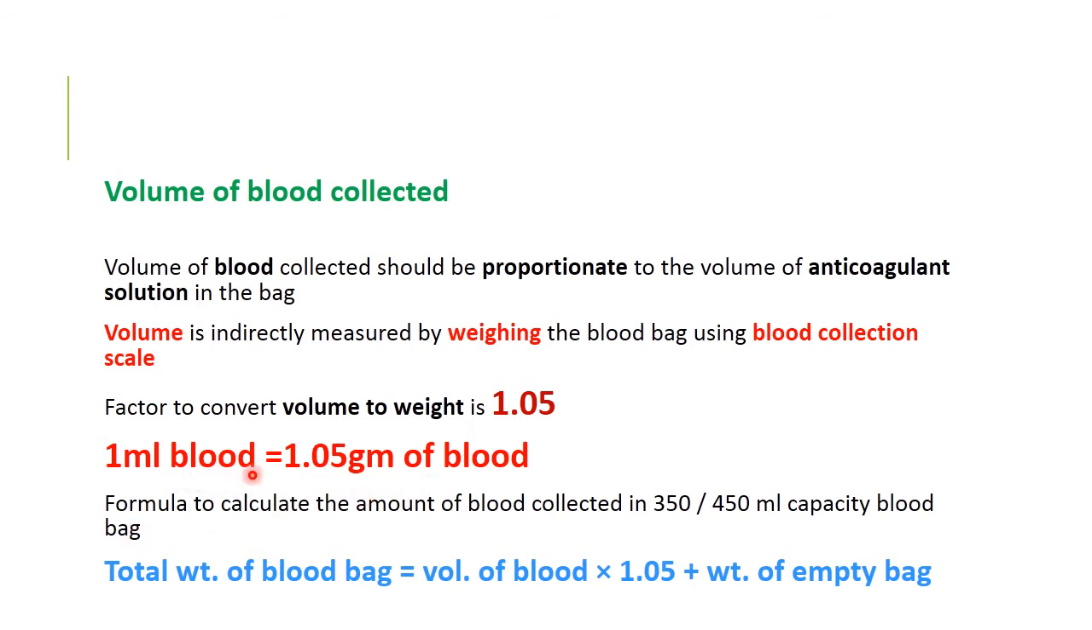By knowing this relation between volume of blood and weight, we can calculate the total weight of the blood bag. That will be given as volume of blood times 1.05, the converting factor, plus the weight of the empty bag. So before filling up the blood bags with blood, we need to know the weight of the empty bag also.